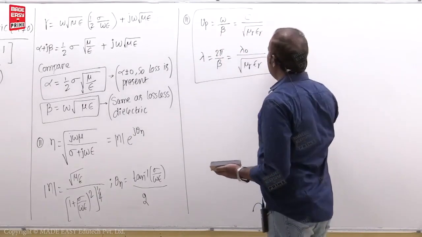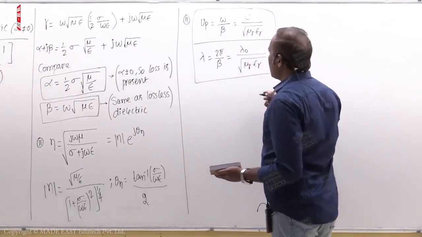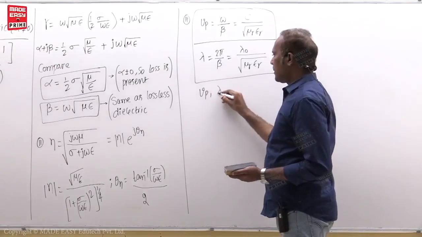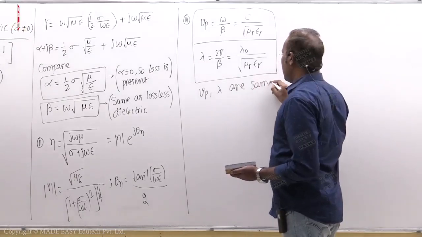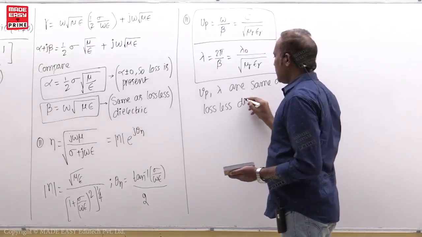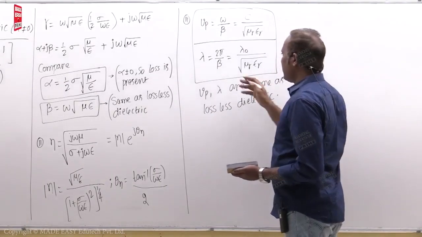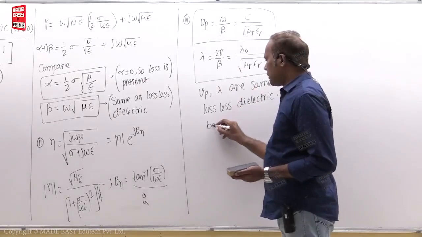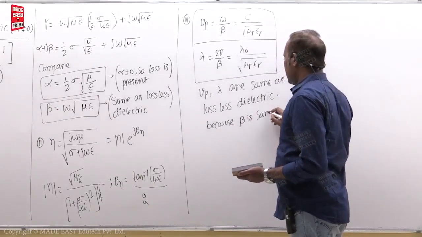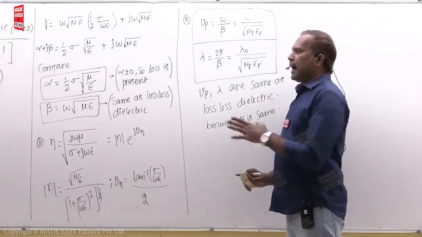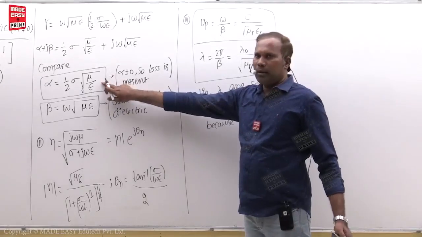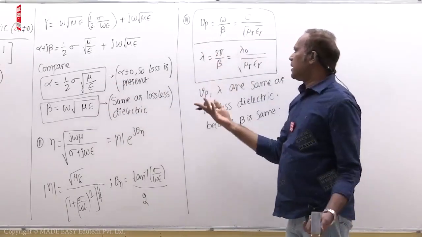So these formulas are same as lossless dielectric. Phase velocity, lambda are same as lossless dielectric, because beta is same. That means, my dear students, until this, what formula you have to remember? Simply this formula you have to remember. This same as previous one, these are also same as previous one.